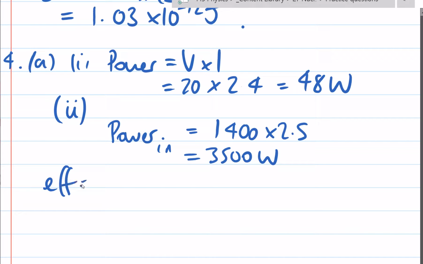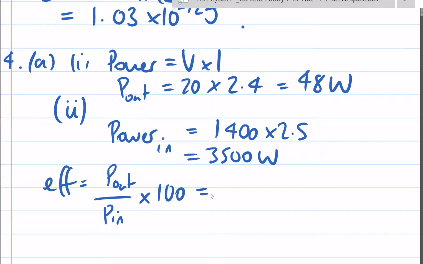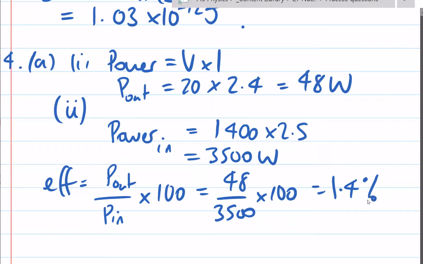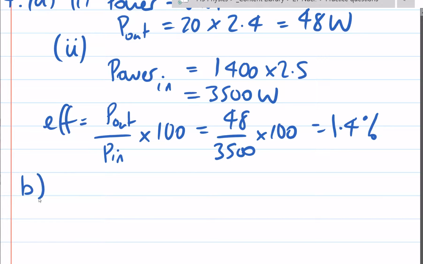Efficiency is P out, sorry, P out divided by P in times 100. 48 over 3,500 times 100 comes out as 1.4%, so not particularly efficient. B.